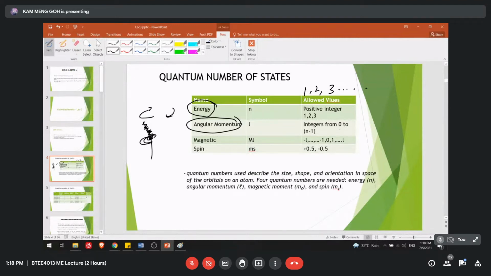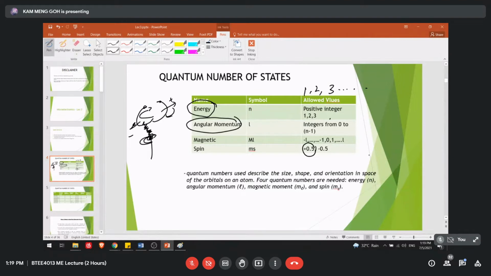Angular momentum goes from 0 to n minus 1. Then the magnetic moment goes from negative to positive value, because when you move in this way the momentum will be in this way, but when you move in the other way the momentum will be in the opposite way, so we define it as negative and positive. In this case, we put it as an integer. Then the spin has only 2 values, positive half and negative half. Based on all these values, it will decide how the electron moves.